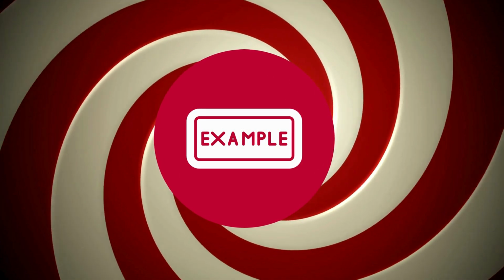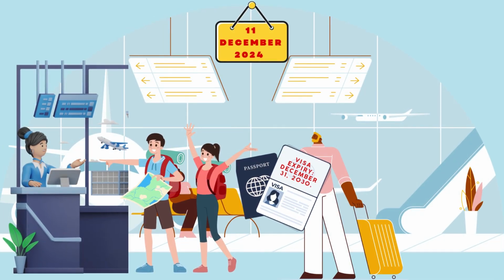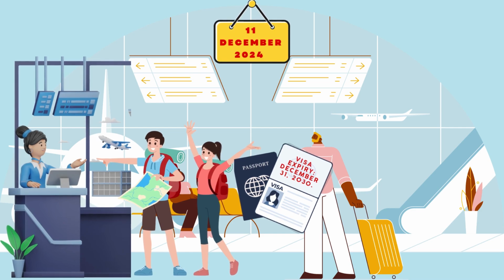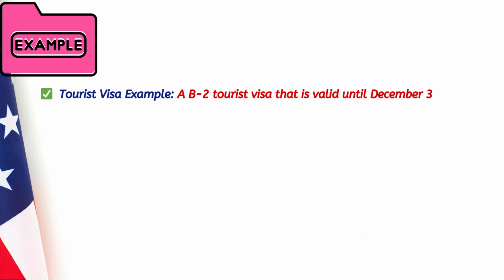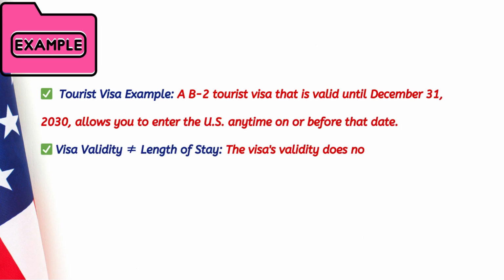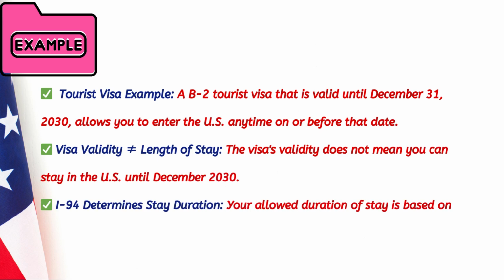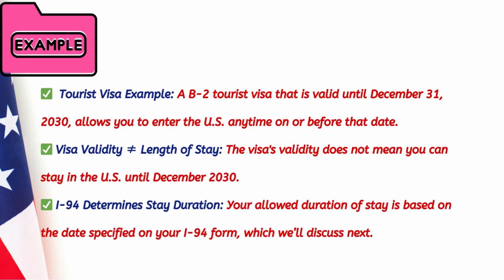Let's summarize with the help of an example. Let's assume that you have a tourist visa, that is a B2 visa, that is valid until 31st of December 2030. This means that you can use this visa to enter the US at any time on or before 31st of December 2030. But it does not mean you can stay in the US until December 2030.